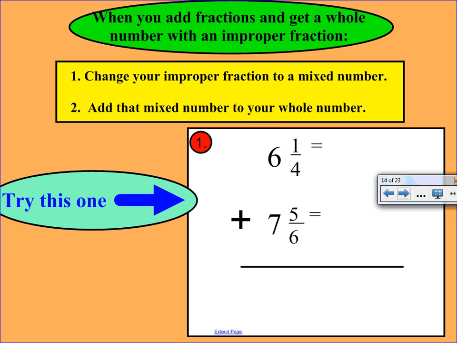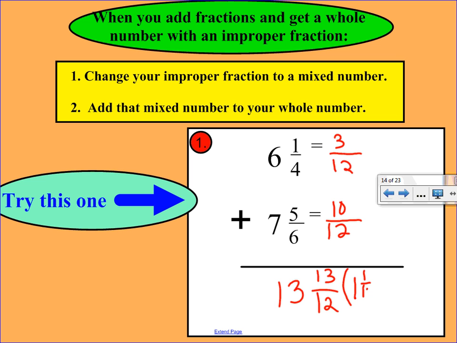Okay, welcome back. Let's take a look at finding our common denominator first, and that would be 12. So this would be 3/12, and this would be 10/12. That's going to give me 13/12 altogether. And when I add 6 and 7, I get 13. Now 13/12 is really equal to 1 and 1/12. So I'm going to add that to the 13, and I'll get 14 and 1/12 as my answer. 14 and 1/12. Hope you got that one.